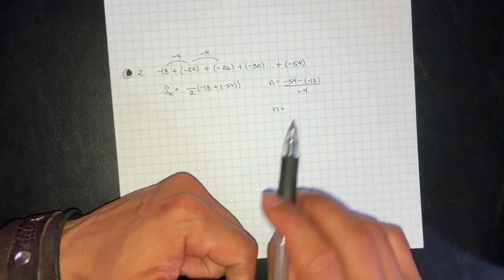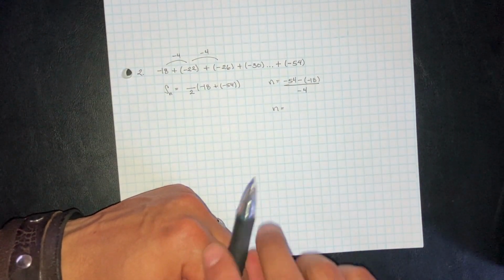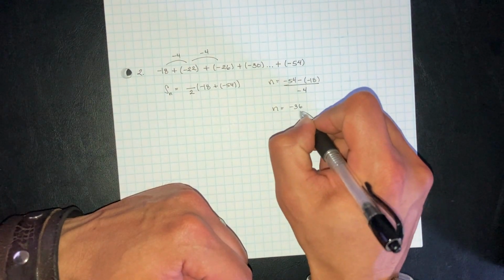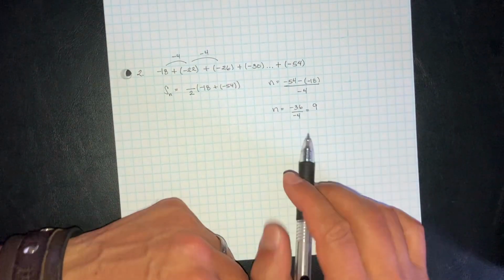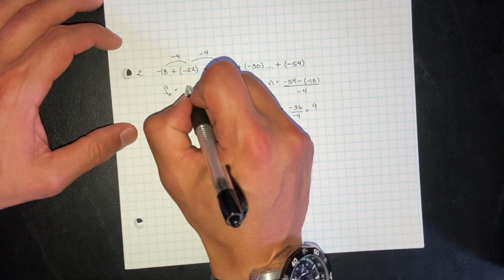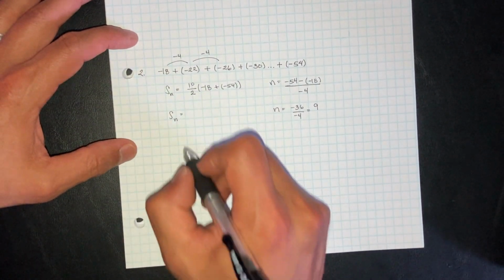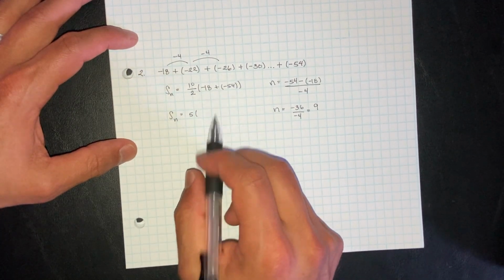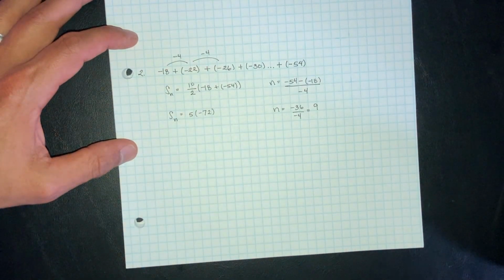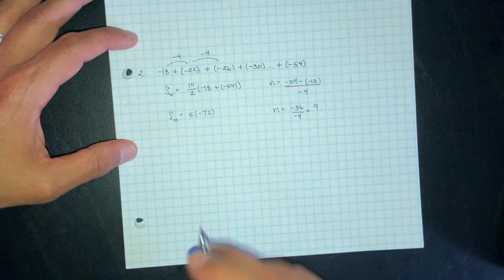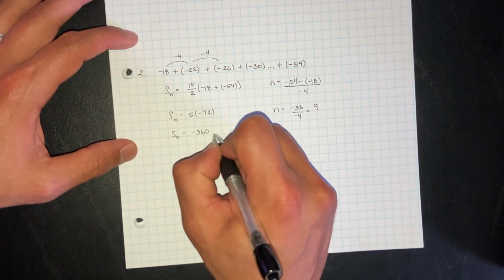So this is going to give me negative 54 plus 18, negativo 54 más 18, menos 36 sobre menos 4. Y me va a dar positivo 9, pero no hay 9, hay uno más. So there's going to be 10 terms in this guy. Okay? So the sum, because remember we're adding them, is going to be 5 times 72, negative 72. So 5 times 72 is 360. So the sum is going to be negative 360.